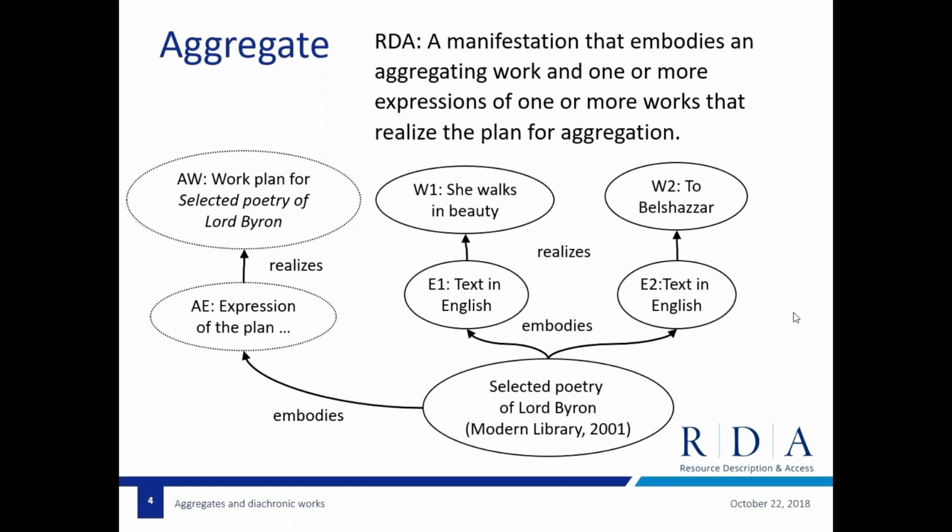So here's an example. This is the same structure as the LRM diagram. So we have this aggregating work, which is actually called the Selected Poetry of Lord Byron. So the title of the work is derived from the title of the manifestation in the usual way. And that work has the aggregating expression plan. And that's embodied in here. I've deliberately reversed the arrows and the direction of things, but they mean the same thing.